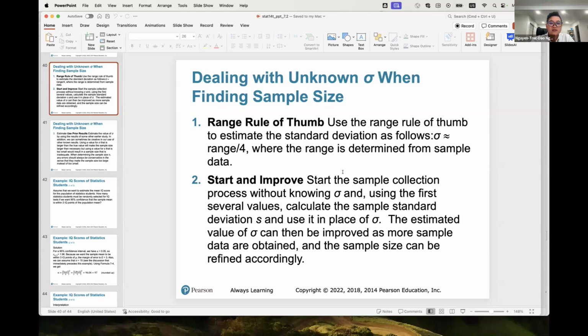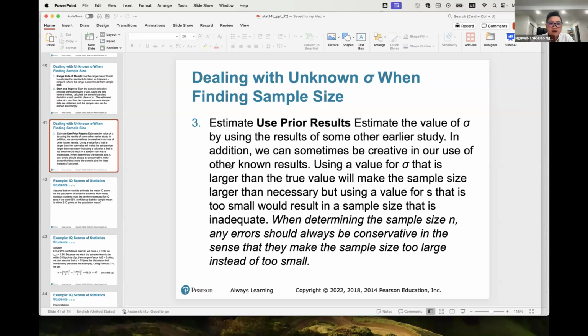In the second one, start the sample collection process without knowing sigma, and using the first several values, calculate the sample standard deviation S and use it in place of sigma. The estimated value of sigma can then be improved as more sample data are obtained and the sample size can be refined accordingly. There's another way to deal with that. Use prior results: we estimate the value of sigma by using the results of some other earlier study.